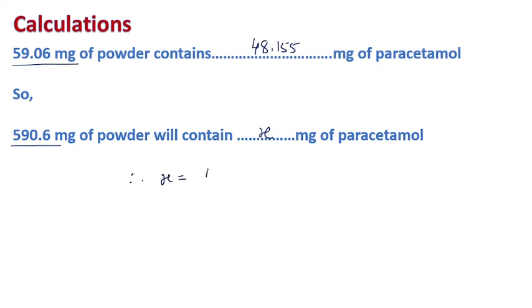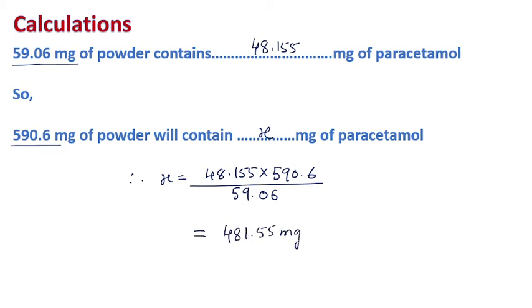x is equal to 48.155 multiplied by 590.6 divided by 59.06. So that will be the x. So 590.6 mg of the powdered tablet will contain x, which will be 481.55 mg. That means one tablet is containing this many mg of paracetamol.